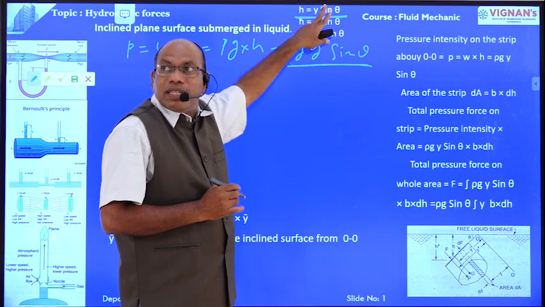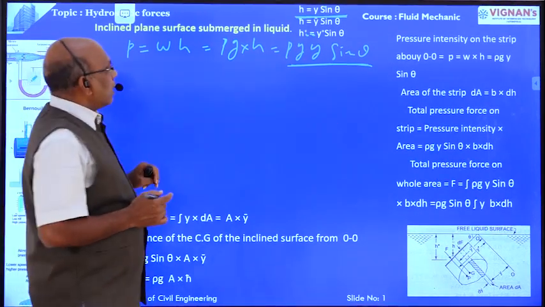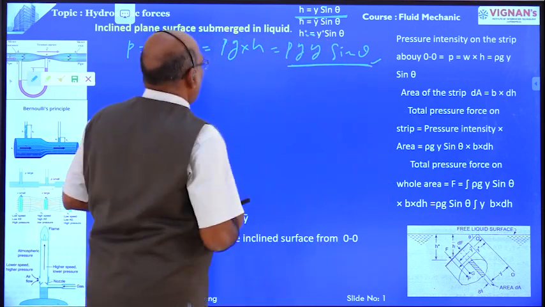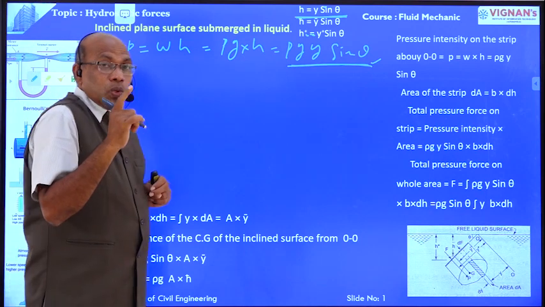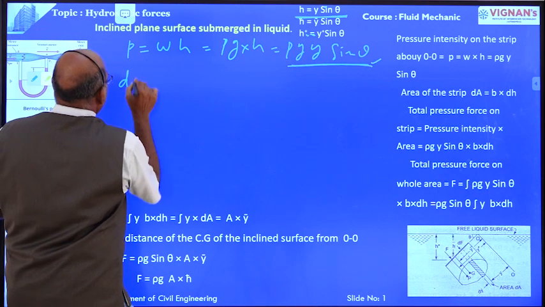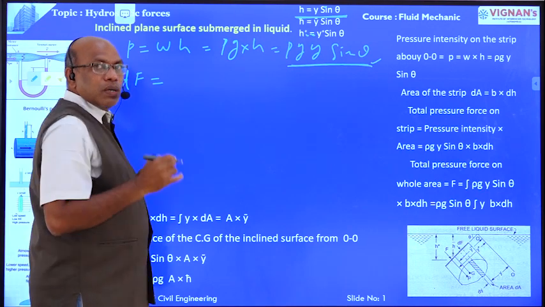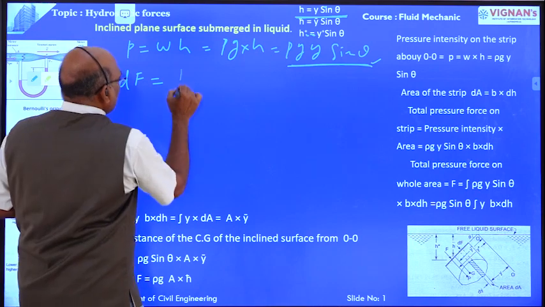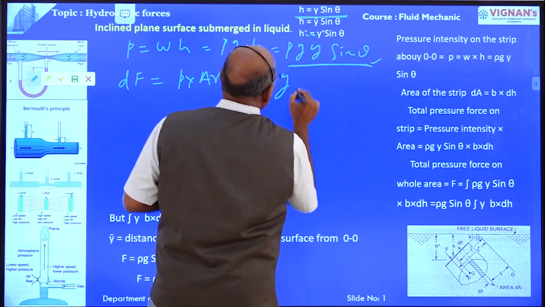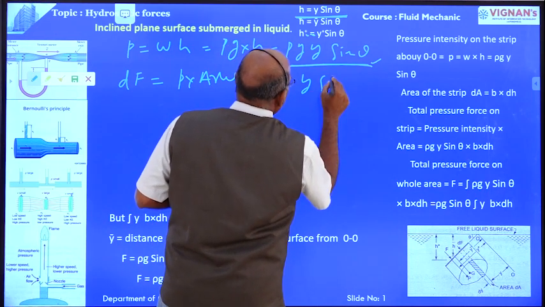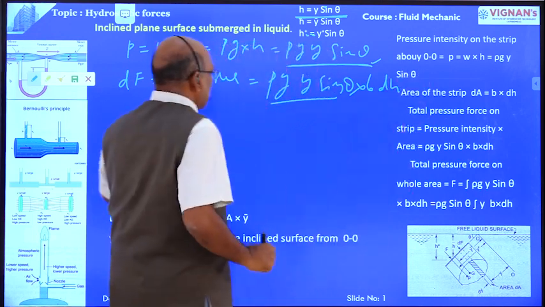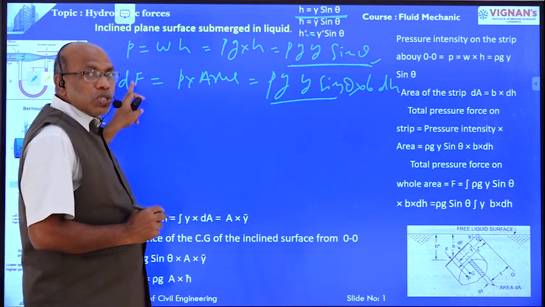Already I have explained this in the earlier slide. Right, rho g sin theta. Now the pressure force on the strip, dF, is equal to pressure force, that is, intensity of pressure into area. This is equal to the intensity of pressure, rho g y sin theta, into the area, which is B dh. Right, now this is the pressure force on the strip.